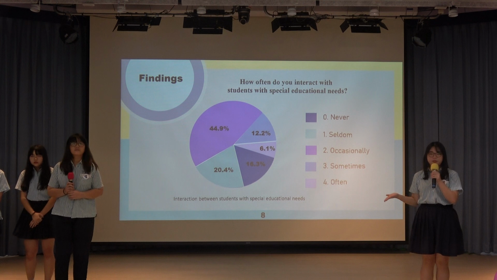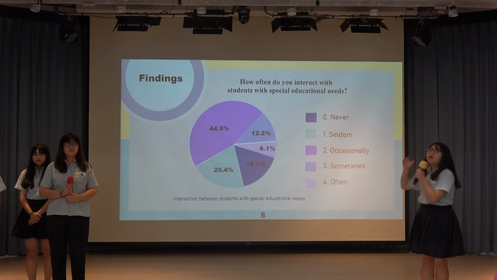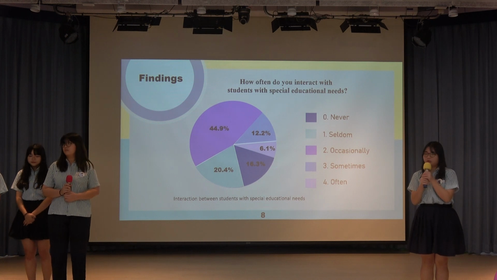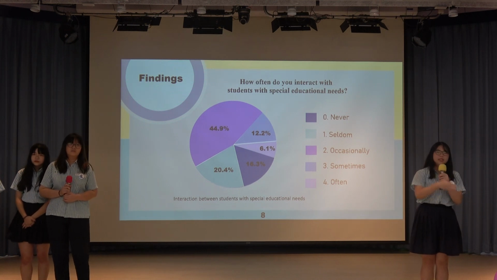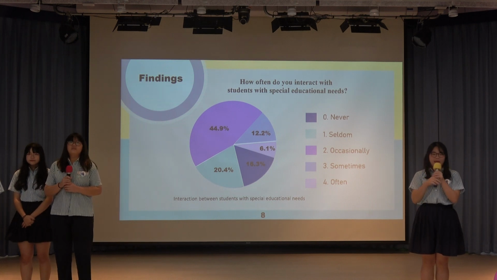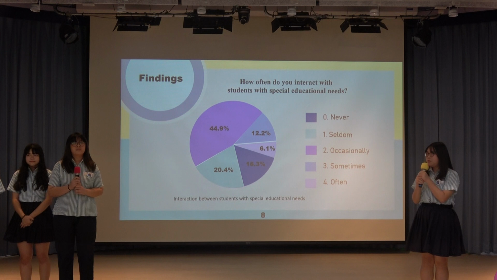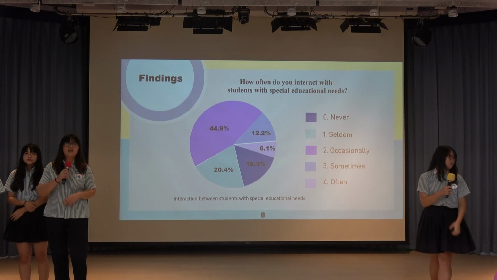First, how often do you interact with students with special educational needs? In this figure, the higher number indicates more interaction between regular students and students with special educational needs. As you can see, more than 80% of people do not interact much with students with special educational needs.